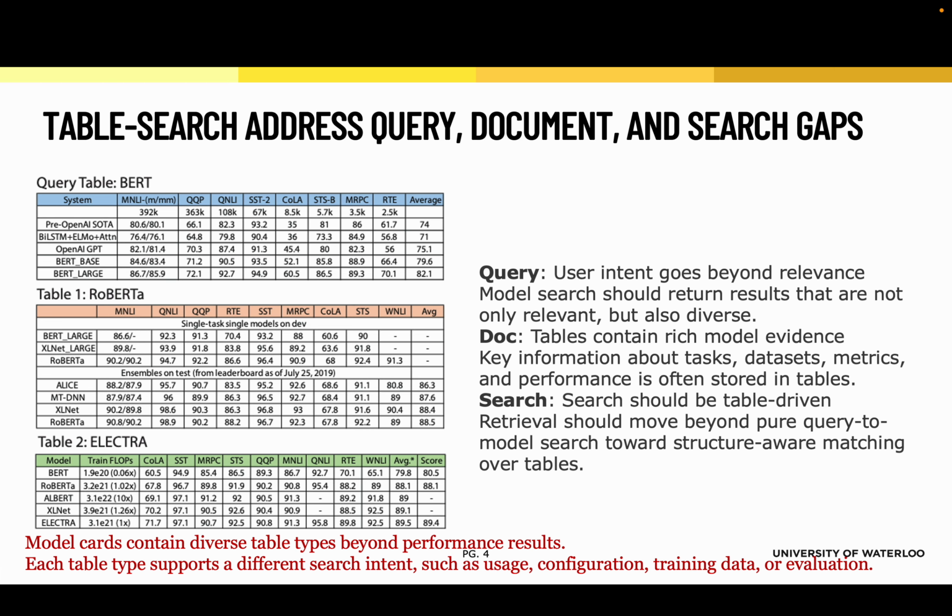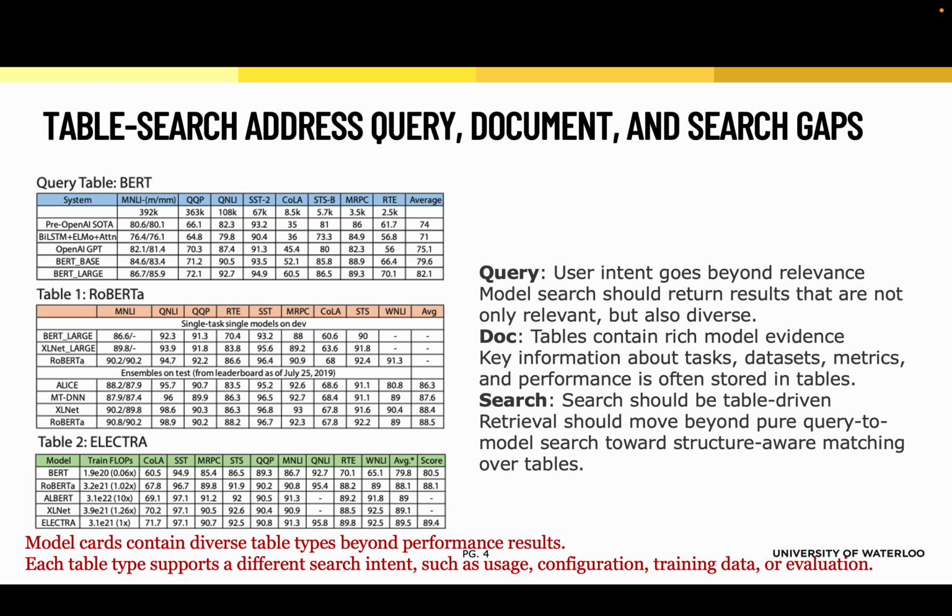For example, these three tables come from different pre-trained language models. Although they describe different models, they evaluate similar benchmarks and compare similar baselines, resulting in highly similar table structures. This observation inspired us to ask a simple question. Can we search tables instead of searching model cards?